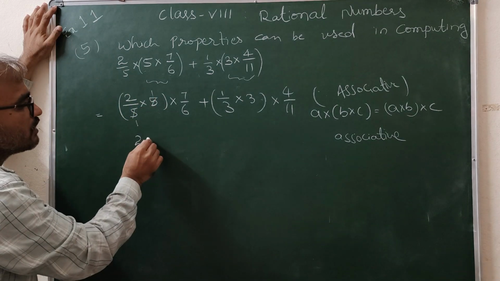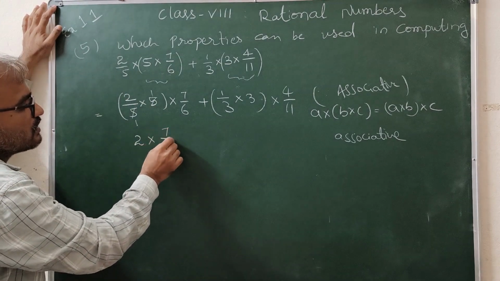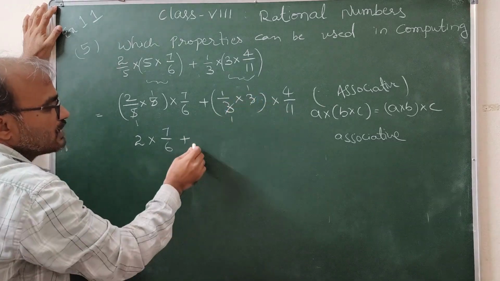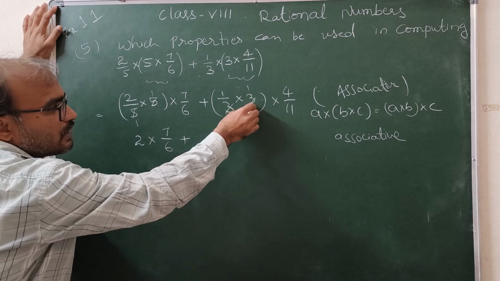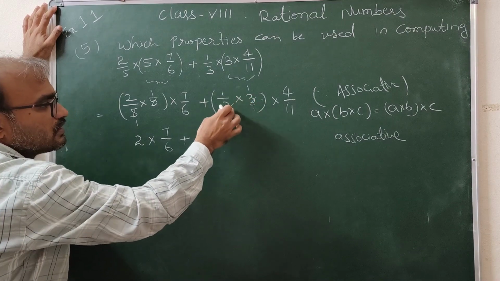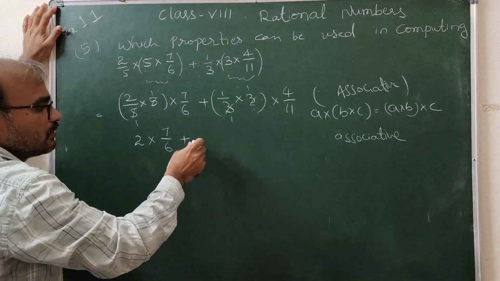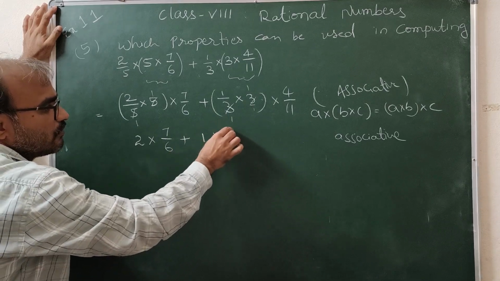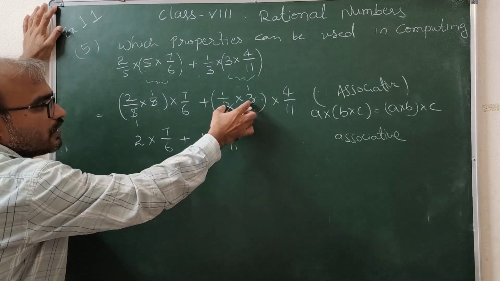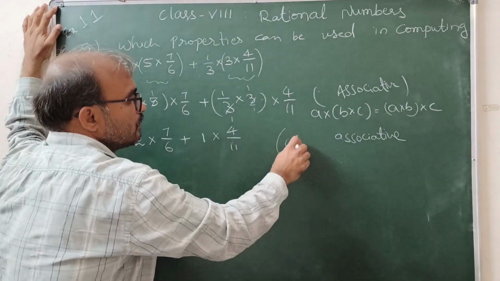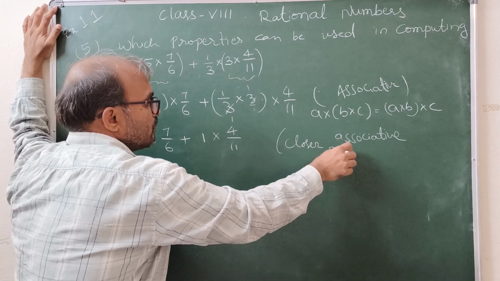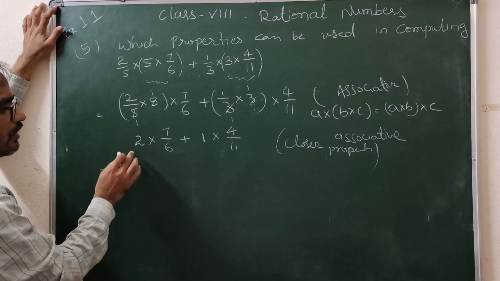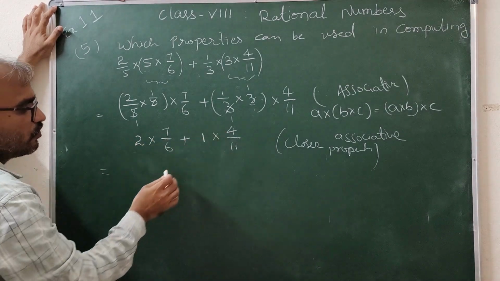After multiplying, this became 2 into 7 by 6 plus, 3 ones gets cancelled. So this is in the denominator, this is the numerator. This is 3, this is 1/3, 3, right? So again this will be 1 into 4 by 11. Here also we have used closure property. Now again 2 into 7 by 6, 1 into 4 by 11.